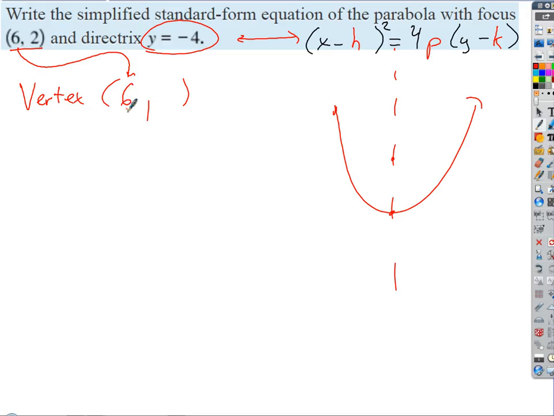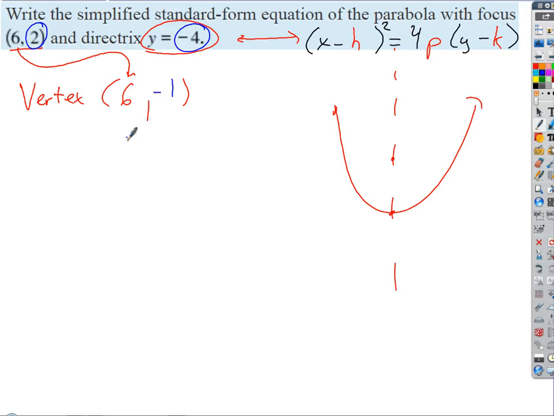How are we going to find the y value? Find the average of 2 and -4. Yeah, it's got to be halfway between the y value of the focus and the y value of the directrix, right? So we'll just average those two. What's the average of those two? -1. Okay. So there's h and there's k.